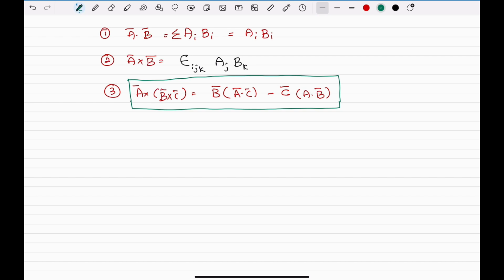After this, we will be proving another identity. We will list out the identities. A dot B cross C is equal to B dot C cross A is equal to C dot A cross B. This is another identity which we will be proving.